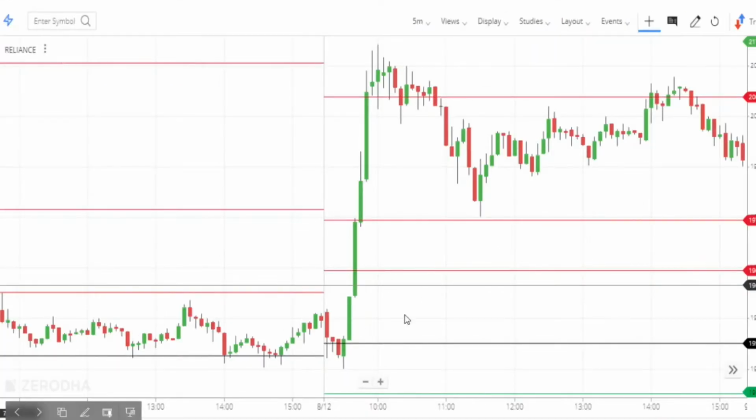We will see another example. You can see here at the opening of the market, bears tried to pull the market down, and you can see 3 big bearish candles, and all of a sudden buyers took an entry and a wonderful Marubozu has been formed here.